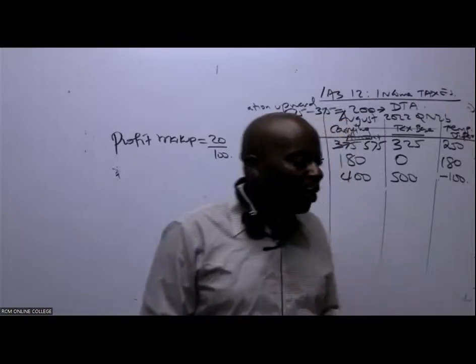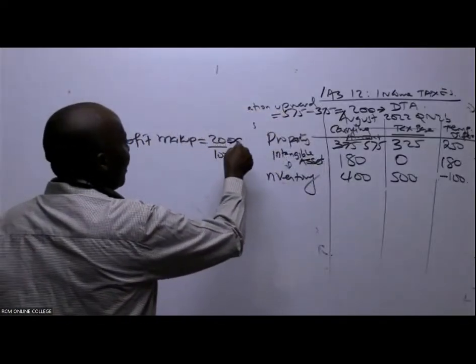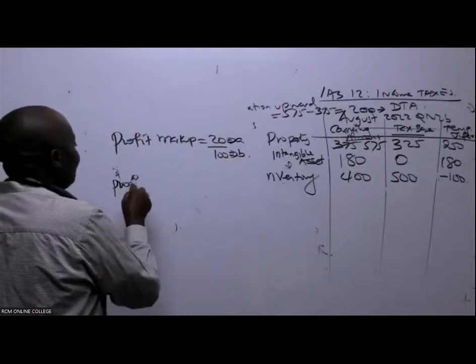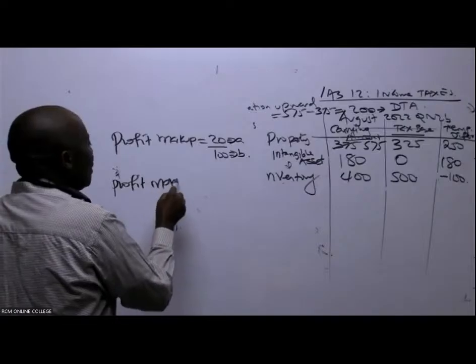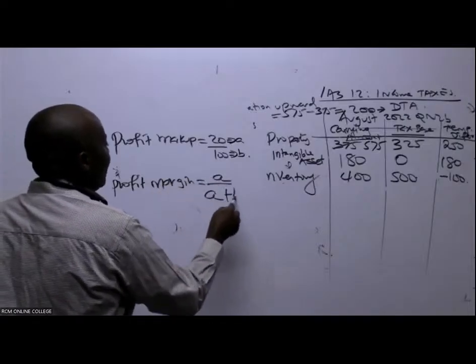Thank you very much, Paul. Paul has told me something very good. If this is A and this is B, to get the profit margin from the profit markup, you will simply take A over A plus B, like that.